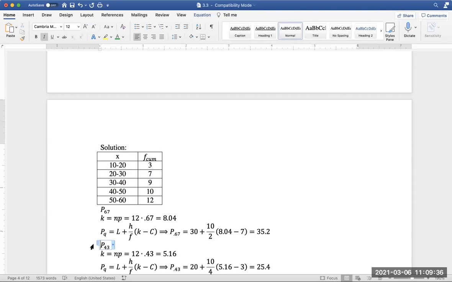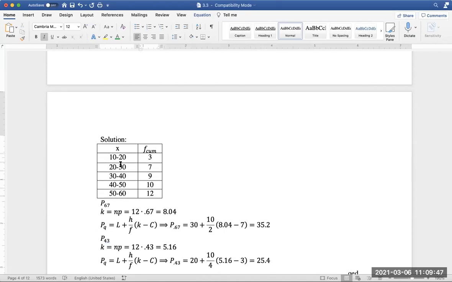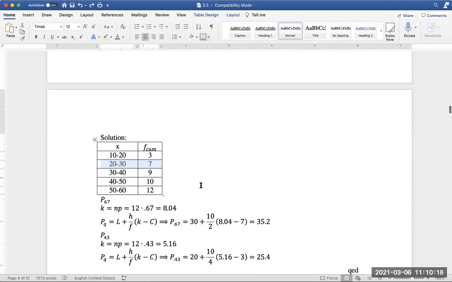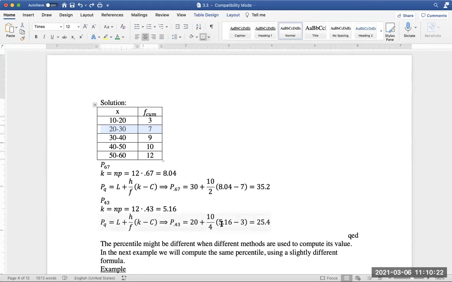Let's find the 43rd percentile. So 12 times 0.43 is 5.16. In this case, the first time my cumulative frequency is greater than 5.16 is when it's equal to 7. And so my percentile class is the class 20 to 30. I have here that L is equal to 20 plus the class width, 10, over the frequency, 4, times K, which is 5.16, minus the cumulative frequency for the class preceding, which is 3. And so I get 25.4.